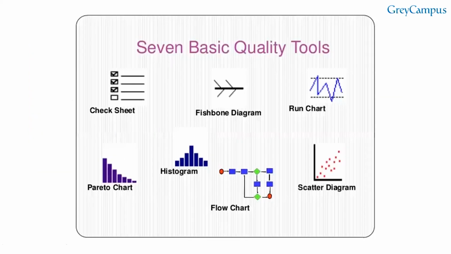And these are your 7 basic quality tools. Again, you have your check sheets, your fishbone, also known as an Ishikawa diagram or cause and effect diagram. You have your Pareto chart, which is also known as the 80-20. It's based on the 80-20 rule: 80% of your problems are caused by 20% of the people. And then you have our histogram, flowchart, scatter diagram, and our run chart. 7 basic quality tools.